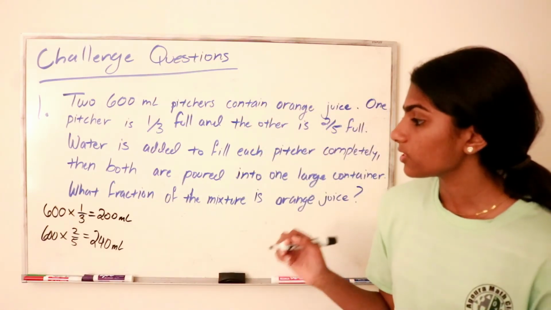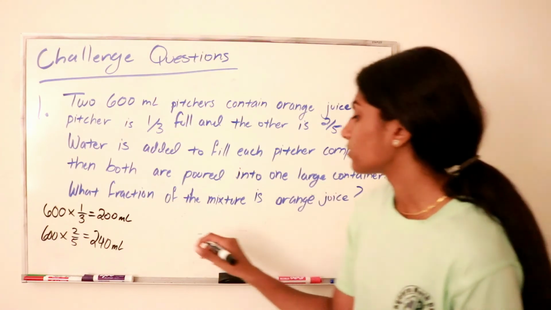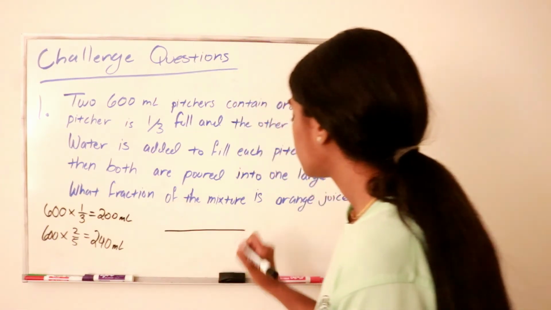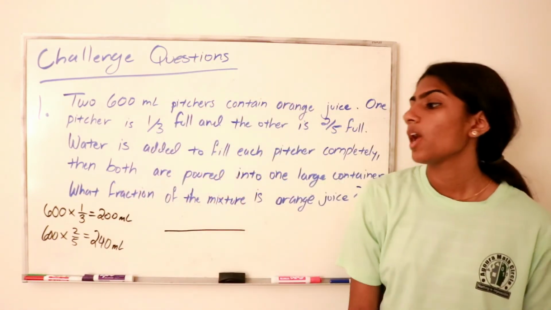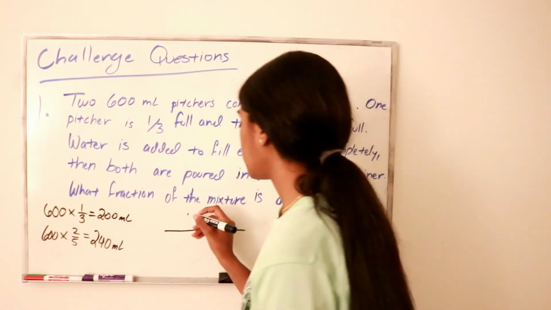So first thing you want to do is find out how much orange juice is going to be inside the container. So we already know that we're adding 200 milliliters from the first pitcher and 240 from the second pitcher. We can just add them up.